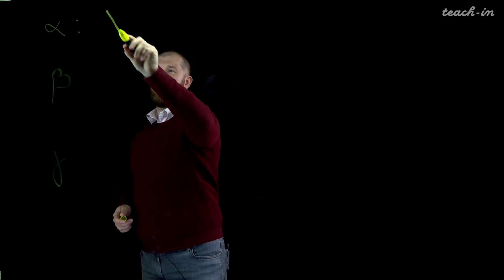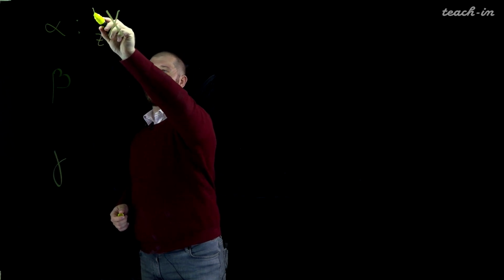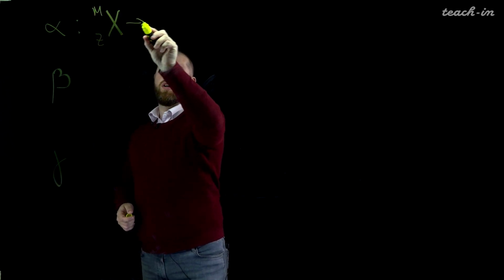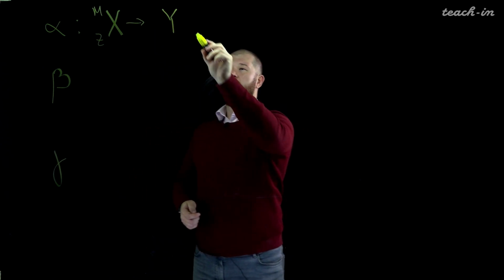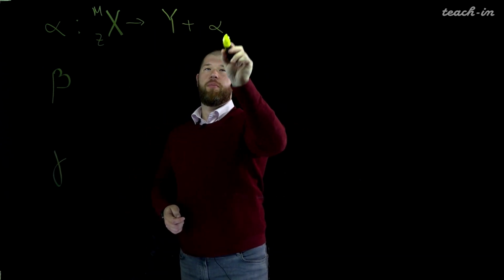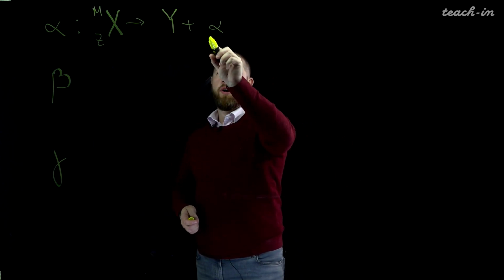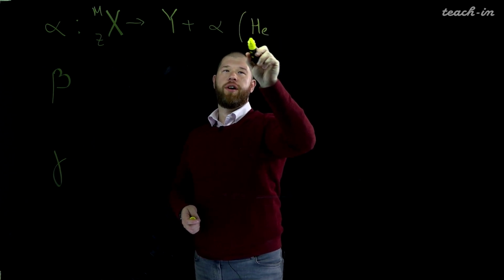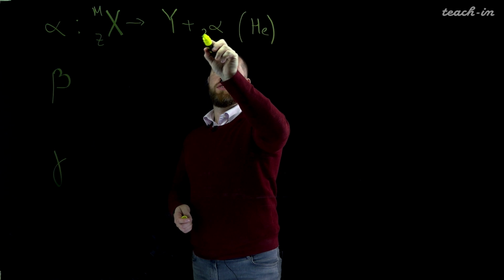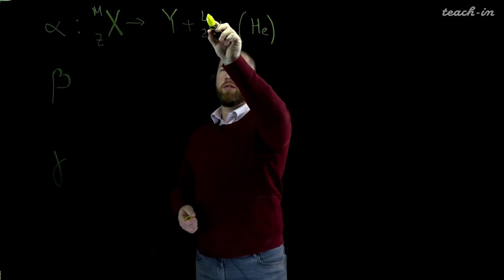So what is the alpha decay? If we have our initial radionuclide X with Z, M, and we produce radionuclide Y, and the alpha particle is emitted, and the alpha particle, it's actually the nucleus of helium with the charge 2, as far as it is helium, and with mass 4.